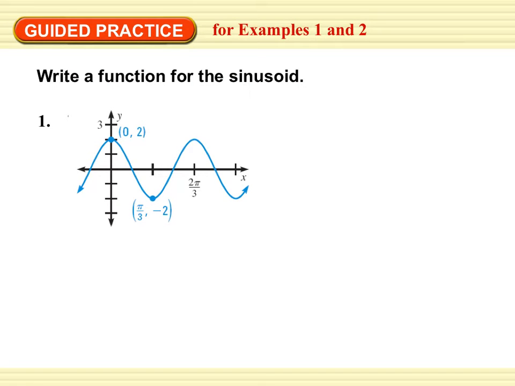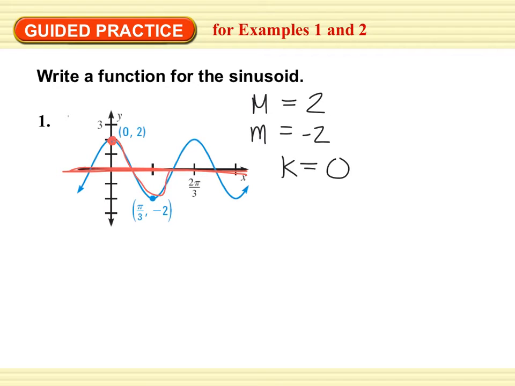All right, let's write a function for this. Looks like my maximum is 2. My minimum is negative 2. So I'm going to say my k is going to be 0 because I add those together, I get 0 divided by 2 is 0. What's the next thing that we need to do? Are we sine or cosine? Well, if this is my middle and I start up here, I'm definitely a cosine function.